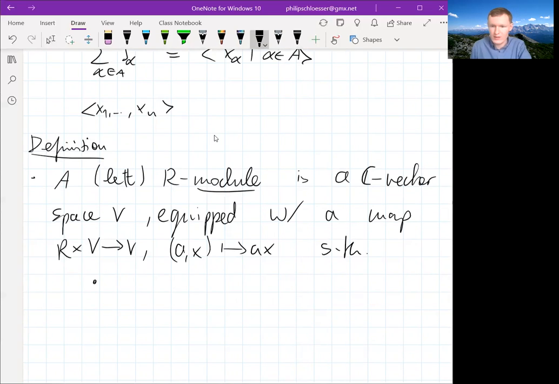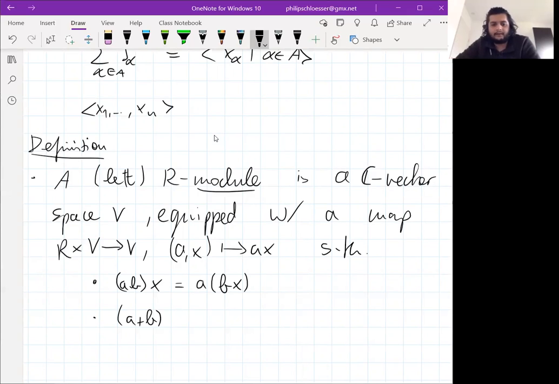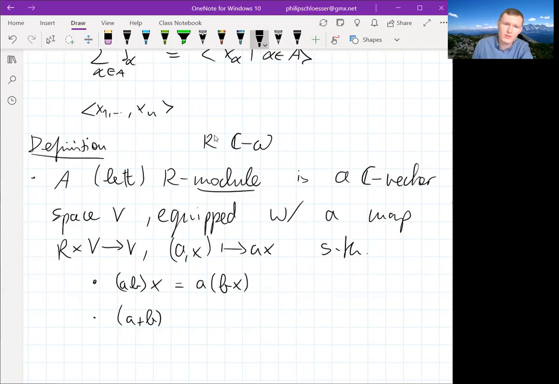three laws are satisfied, namely, we want this to be sort of associative. So if we multiply within the algebra first and then multiply with an element in the module, then this should be the same as first multiplying with the module and then multiplying within the module again. Secondly, we want this to be distributive. Wait, I'm very confused. The R here is a ring, right? Yeah. Okay. Or C algebra.